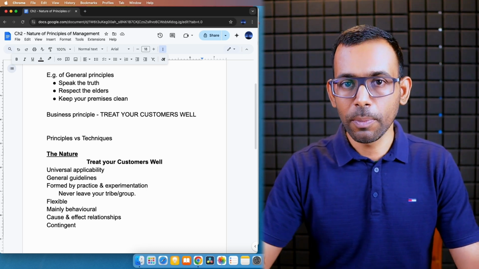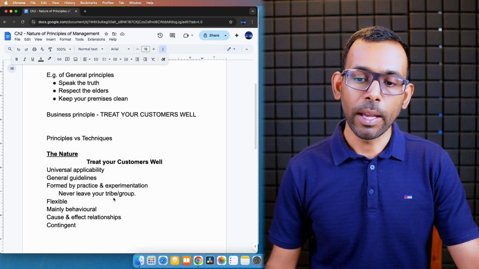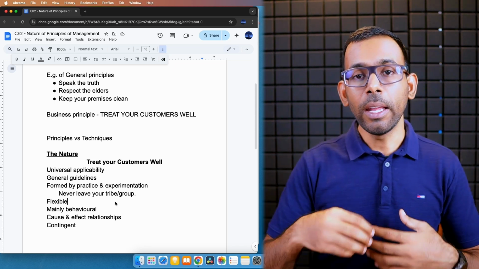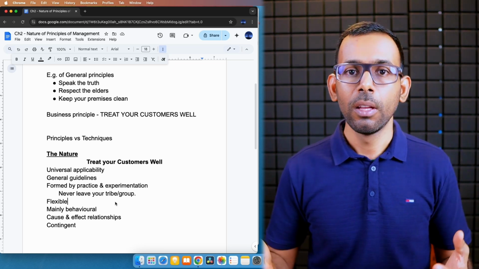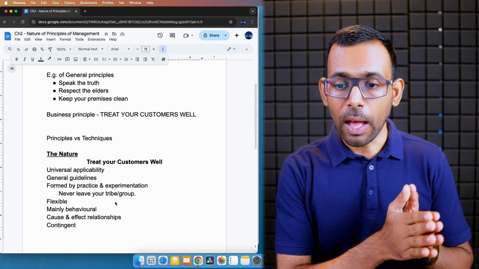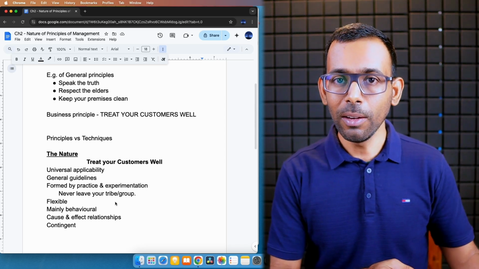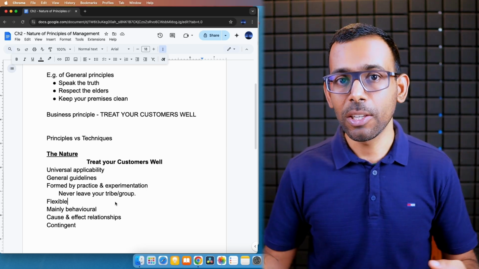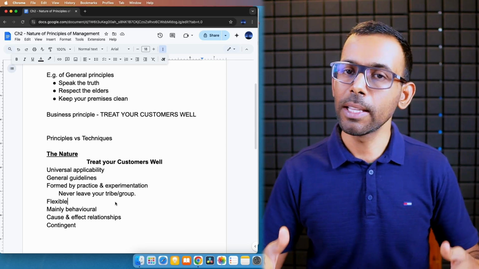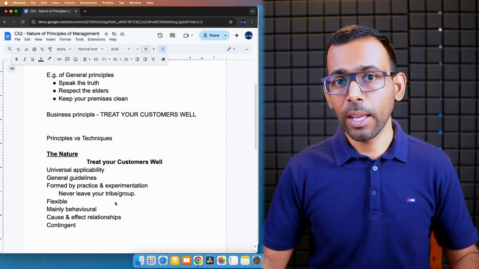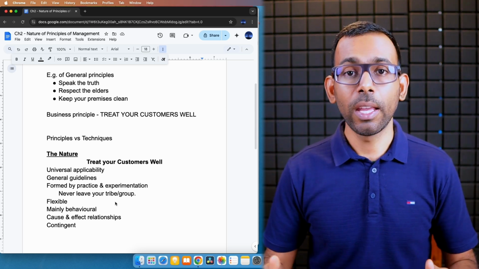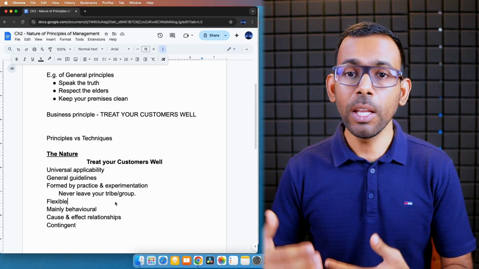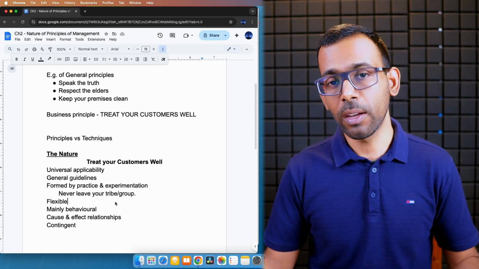But a management principle can be used flexibly. Again, treat your customers well. This is a general guideline. But can this be applied in every situation to every business? It may not be possible. The degree of application of treating a customer well depends on the business. Some companies have extraordinary cash reserves and deep pockets, so they can afford to give a beverage or snacks to any customer who walks in. Or they can give a deep discount to almost every customer.